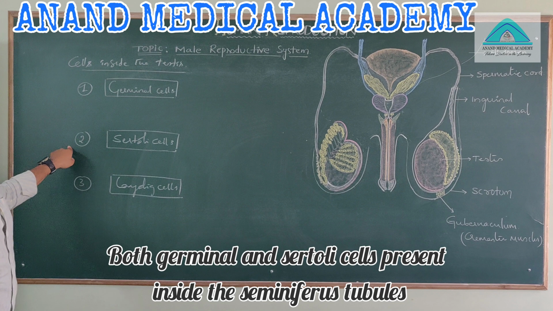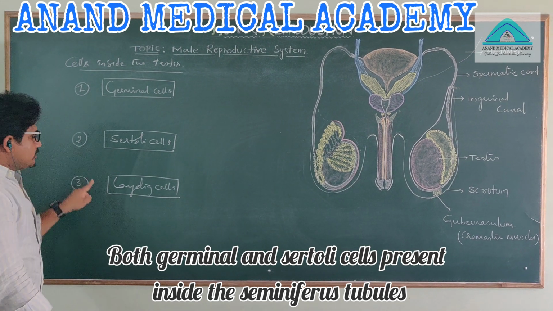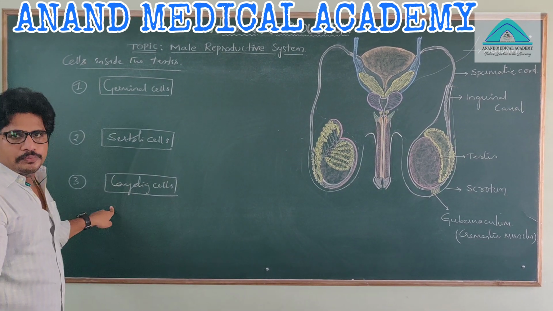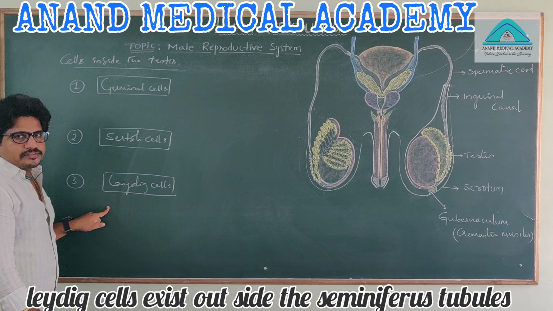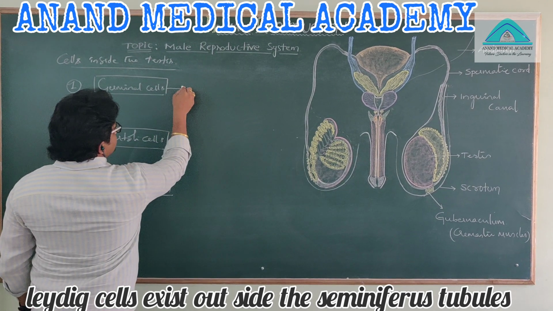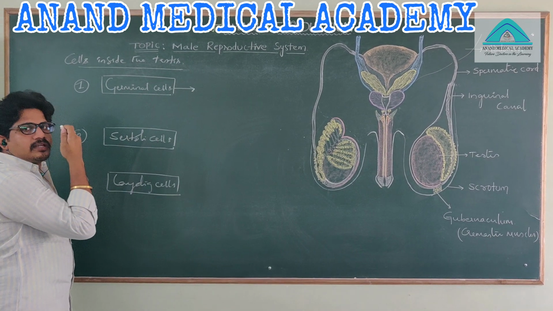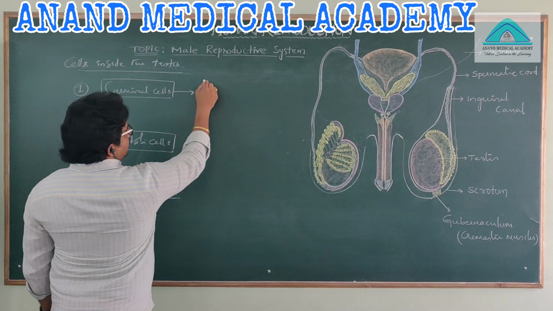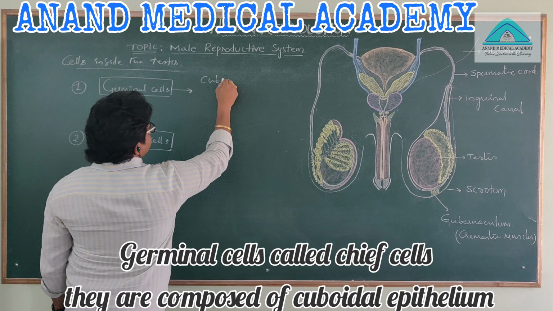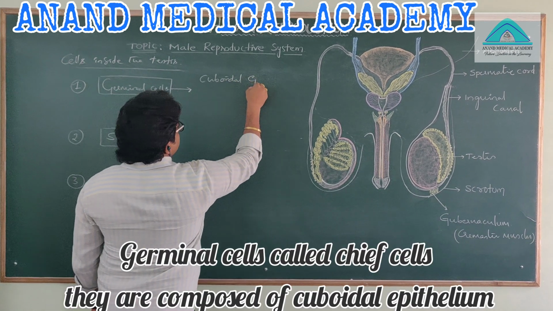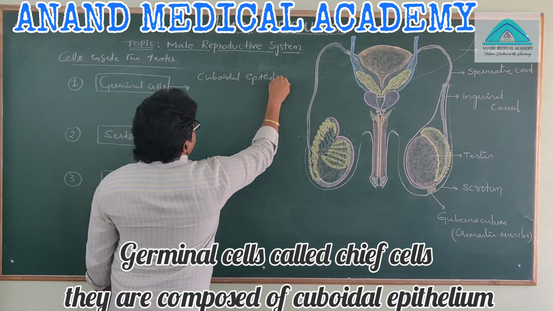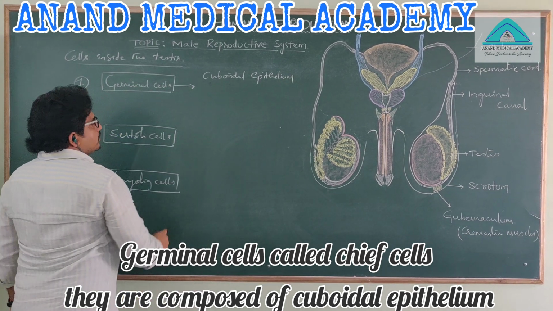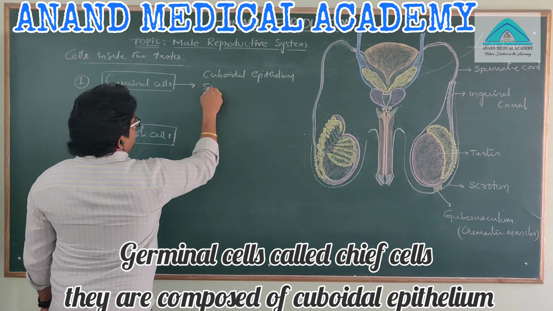These two are present only in the seminiferous tubules. This one is present outside the seminiferous tubule. Let us discuss one after one. Germinal cells are present inside the seminiferous tubule. They are made up of cuboidal epithelium. They help in spermatogenesis.